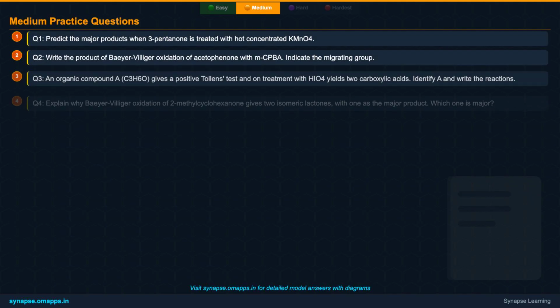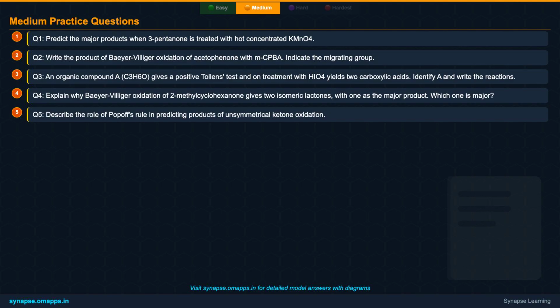Now, it's time to consolidate your medium-level knowledge. Here are 5 practice questions that will challenge your understanding of mechanisms and specific reactions like Baeyer-Villiger oxidation. Take your time, think critically, and apply what you've learned. Good luck, and remember, practice is key.